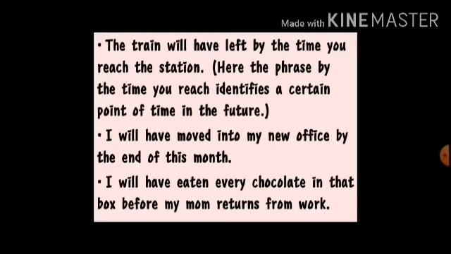I will have eaten every chocolate in that box before my mom returns from work. So before this action, what action will get completed? The eating of chocolates. So for that completed action, we are using future perfect tense. I will have eaten every chocolate in that box before my mom returns from work. Can you get that concept, children, by seeing this example?